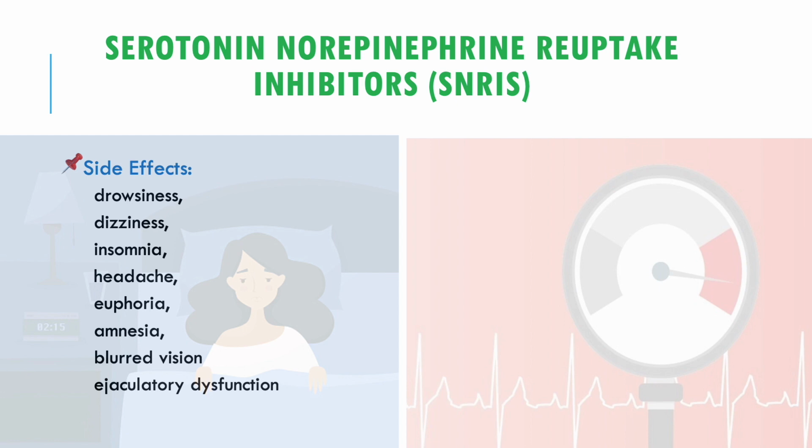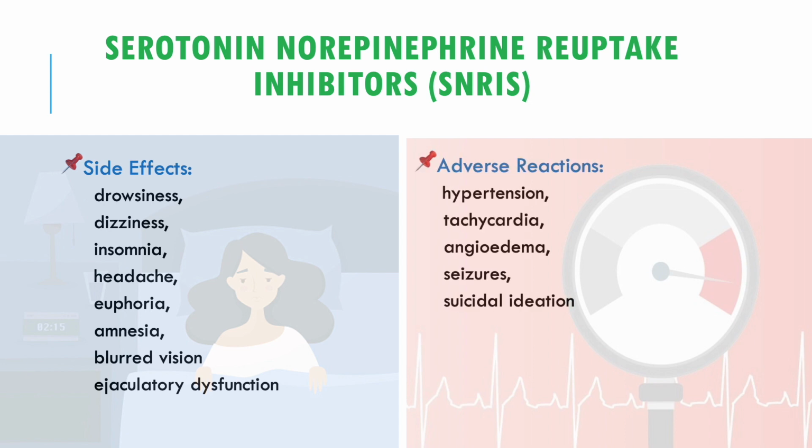What will be the nursing implication if one of the side effects of this medication is insomnia? The nursing implication is it is best to administer this medication in the morning. Adverse effects of this medication include hypertension, tachycardia, angioedema, seizures, and suicidal ideation.